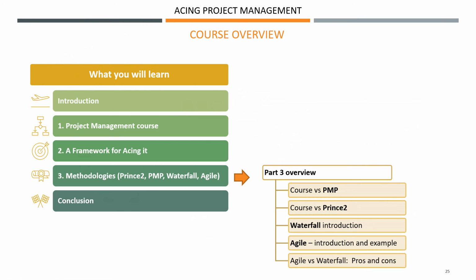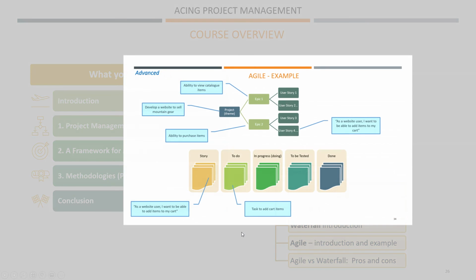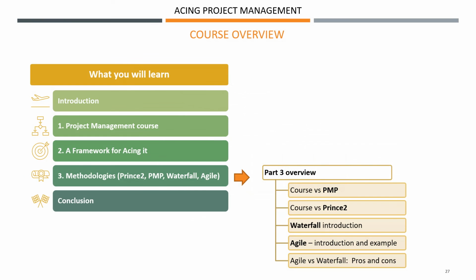We'll also review waterfall and agile. Waterfall is the default method used for project management, and I will go through that very quickly. For agile, I will provide a little bit more information and show you an example. Towards the end, I will also provide a comparison between agile and waterfall, the pros and cons. So if you're wondering, you can use both waterfall and agile using part 1 of the course; it's just a different way to deliver the work, if you like.